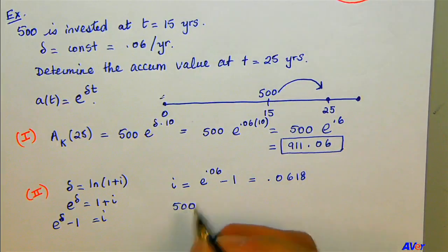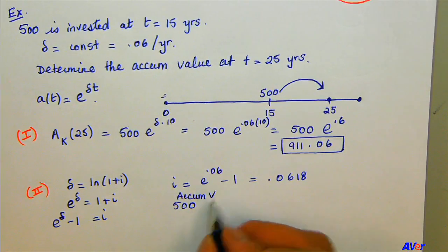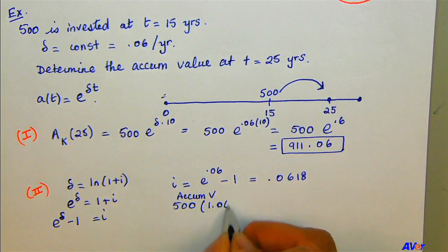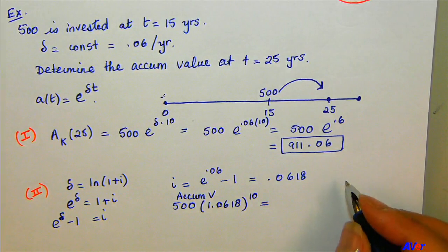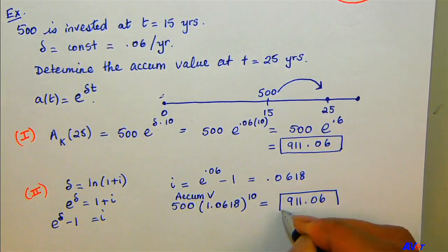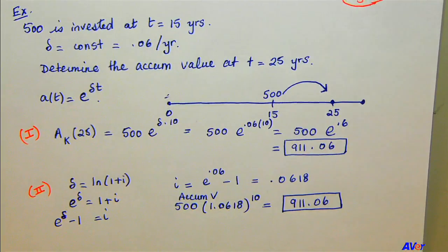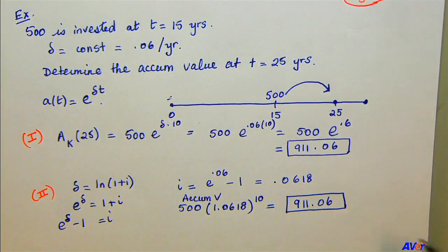So 500 accumulated value equals 500 times 1.0618 raised to the 10th power, which is 911.06. Same answer, of course. Hey, you have choices. Does this make sense? Is I always going to be greater than this delta? Yes. I is always greater than delta. You'll see that in maybe today, maybe next time.